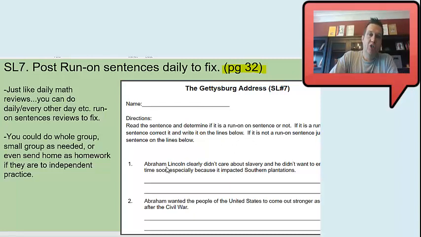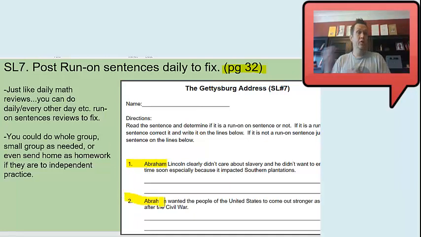Now, obviously, looking at the directions we're seeing here, we want them to read the sentence to determine if it's a run-on sentence or not. If it's a run-on, they have to correct it. Obviously, you don't want all of them to be run-ons, because you want them to be identified whether it's a run-on or not a run-on. And you could also tweak this any way that you see fit.